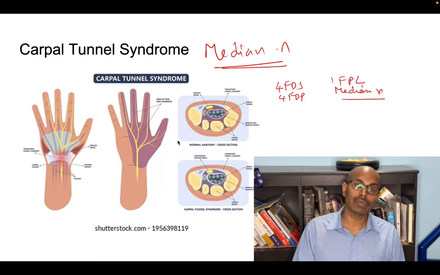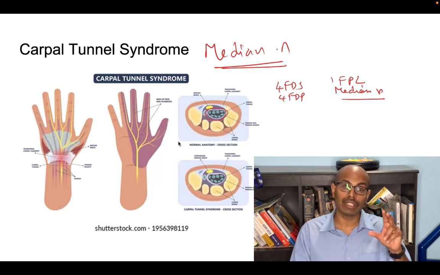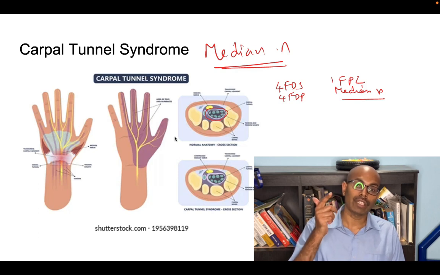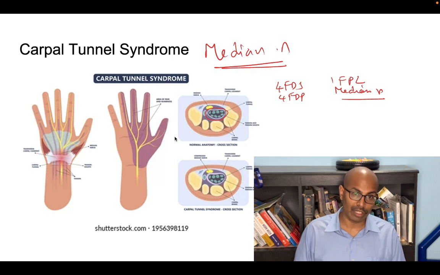So what are the symptoms of carpal tunnel syndrome? The most common symptoms are night symptoms. They have numbness and tingling in the 3.5 lateral fingers, that is the thumb, index finger, middle finger, and the radial half of the ring finger is affected in carpal tunnel syndrome.